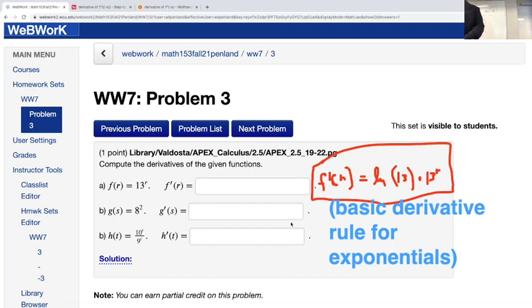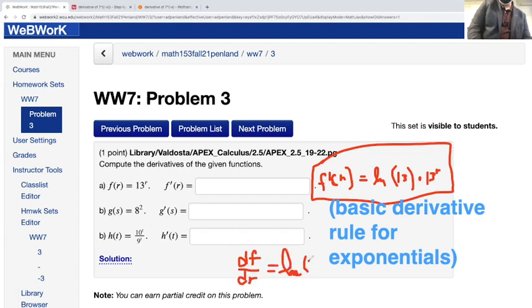We also talked about Leibniz notation, which has a d in the numerator and a d in the denominator. So f here is a function of r. If I were going to write this with Leibniz notation, it would be df over dr equals ln of 13 times 13 to the r. The important thing here is that whether you write it with Leibniz notation or prime notation, it's the same thing.